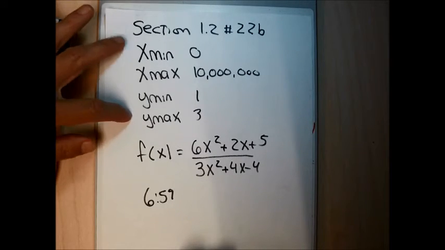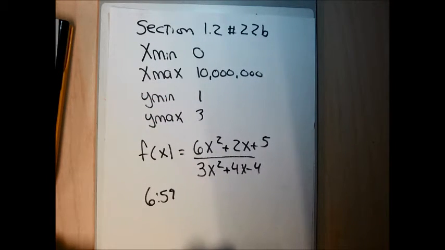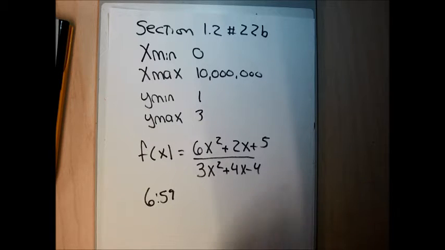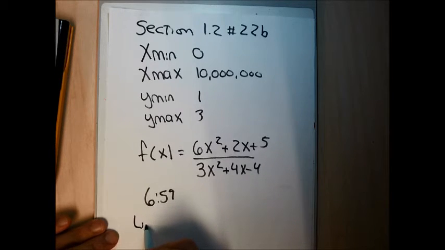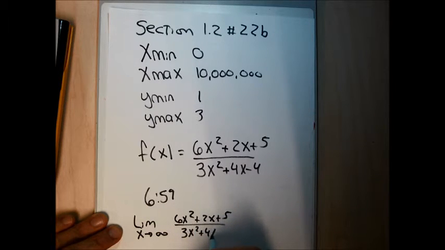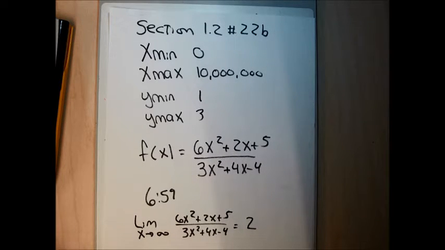But I just talked about the window that I want to set, and I want to graph the function, and I'm going to trace all the way out to the right edge of the graph. The y coordinate, what I expect to find is 2, because when I did part A, the limit as x went to infinity of the function 6x squared plus 2x plus 5 over 3x squared plus 4x minus 4 equals 2. And this graphical checking is really just for you.